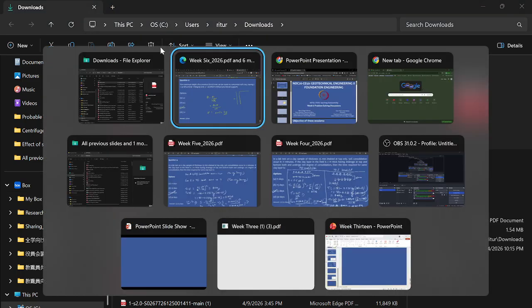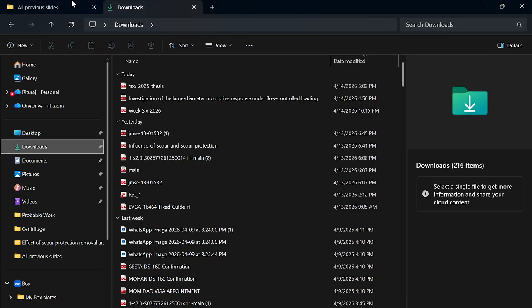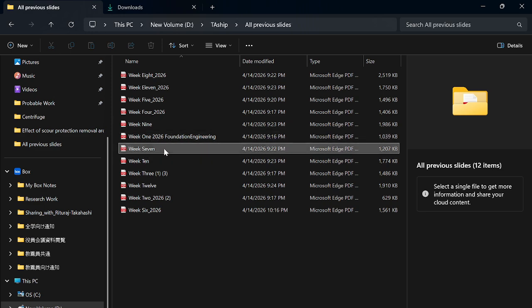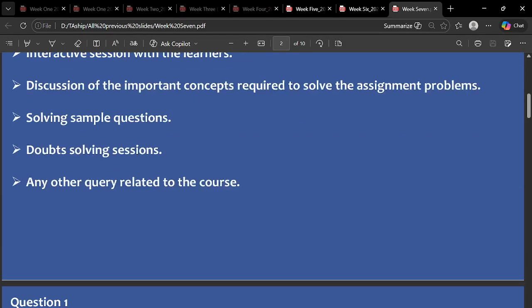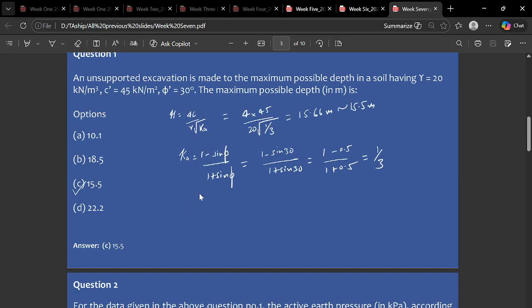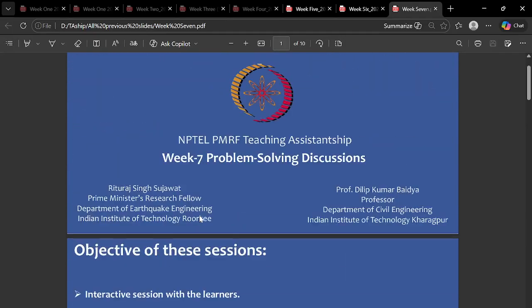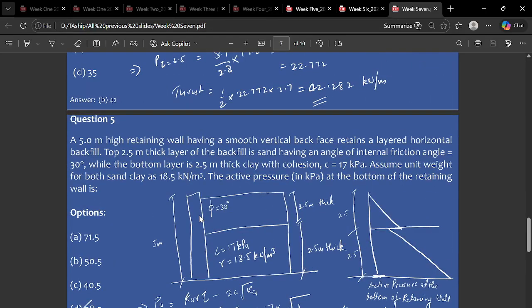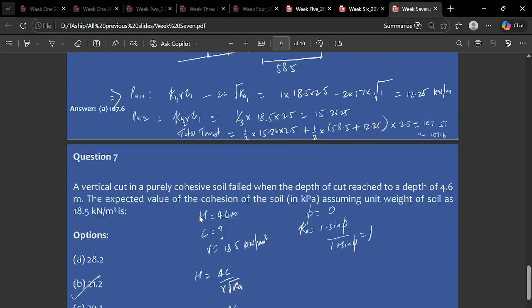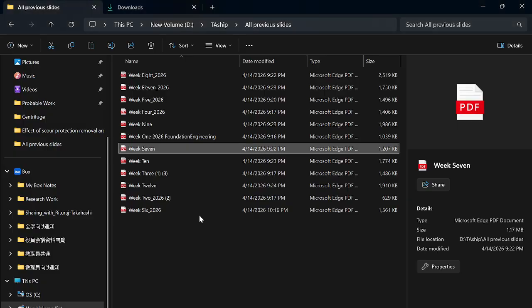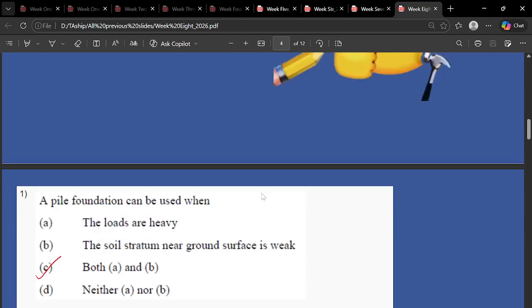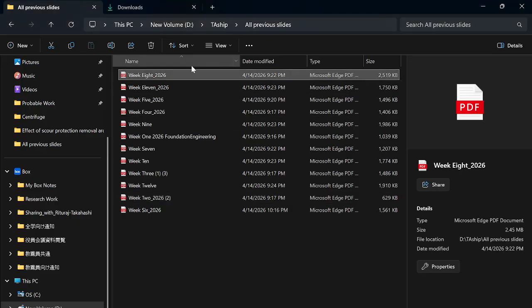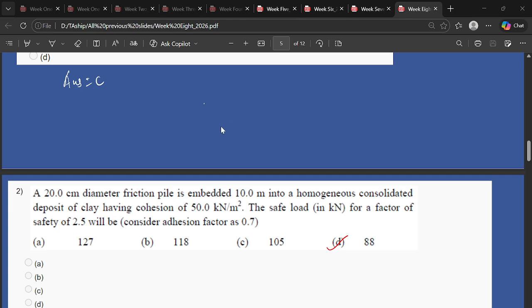Then let's move to week 7. Now week 7 again basically revolves around earth pressure theories. So let's move to week 7.